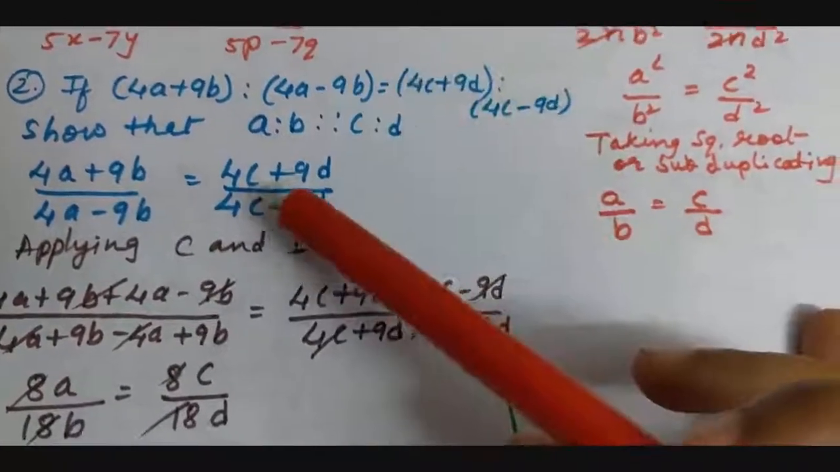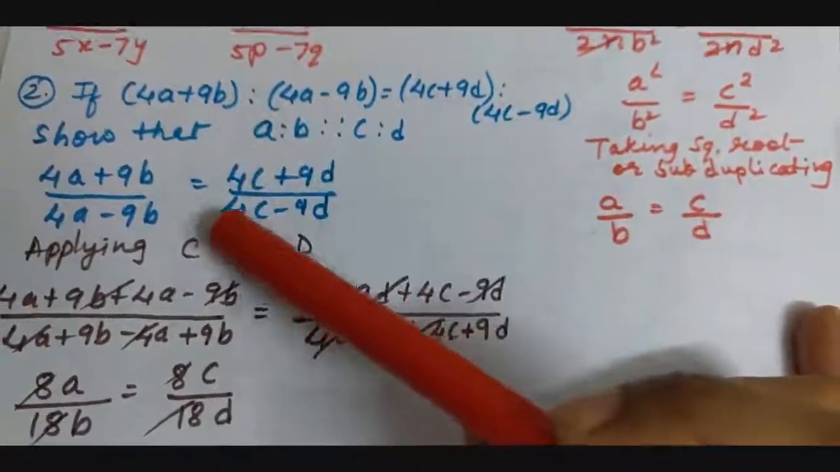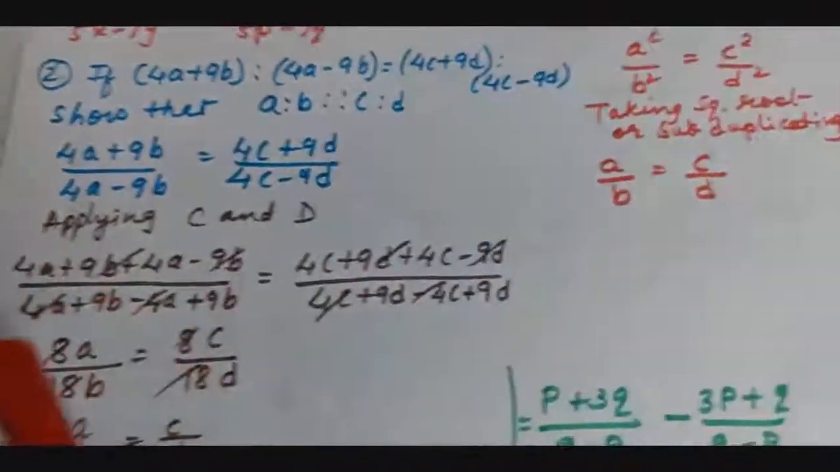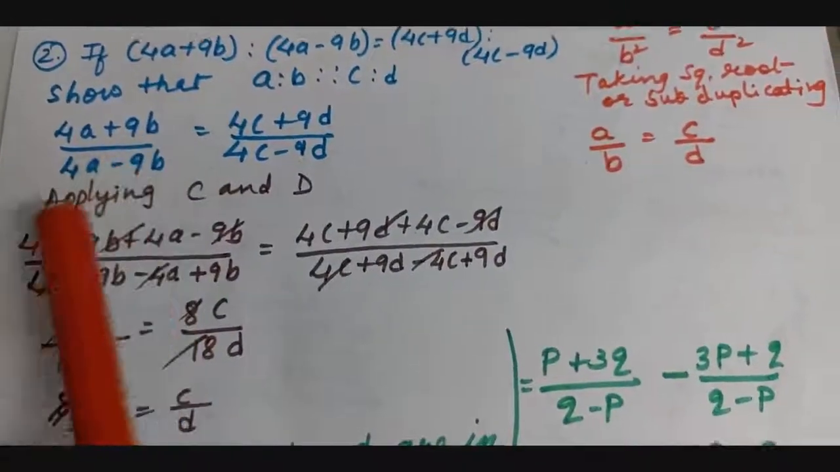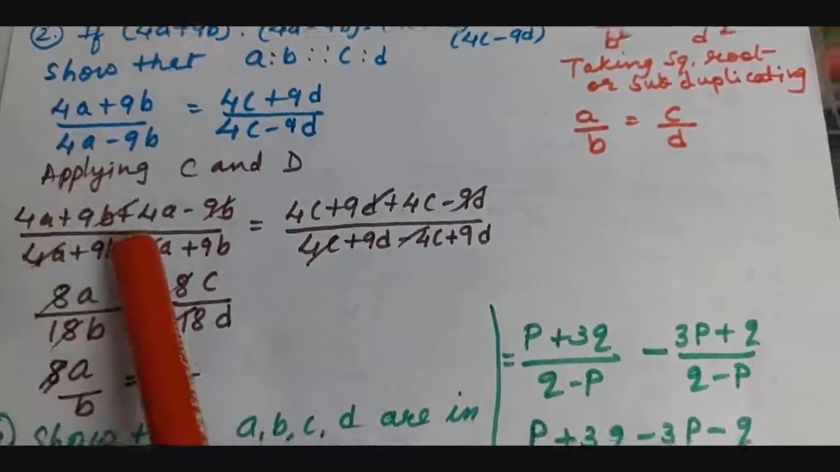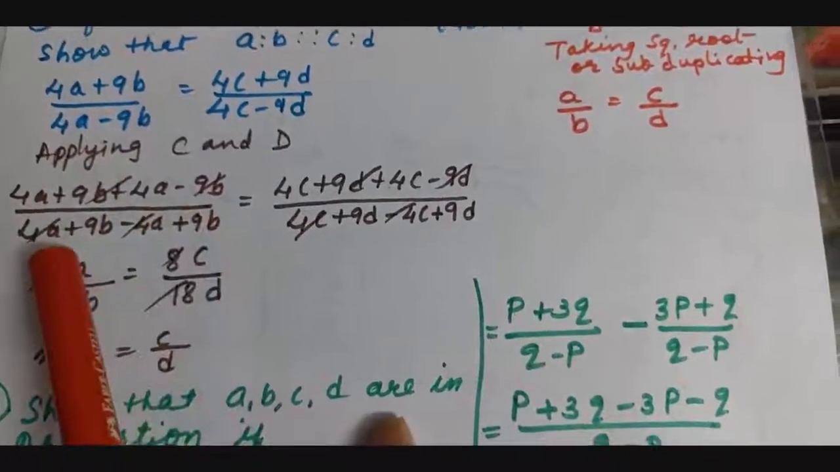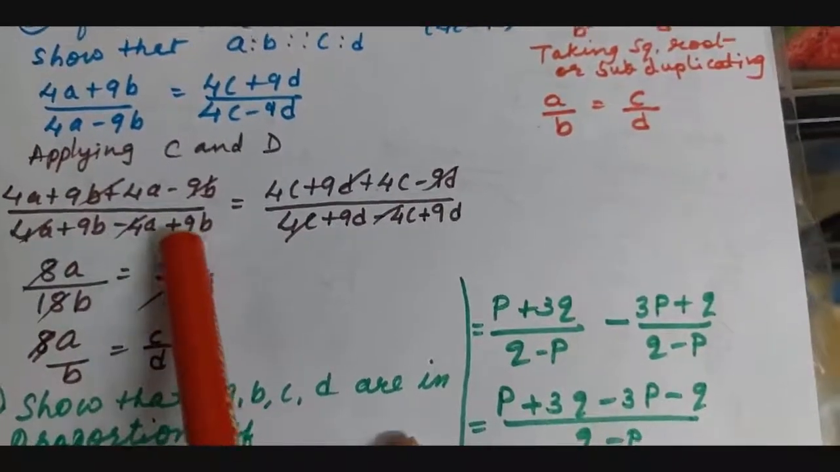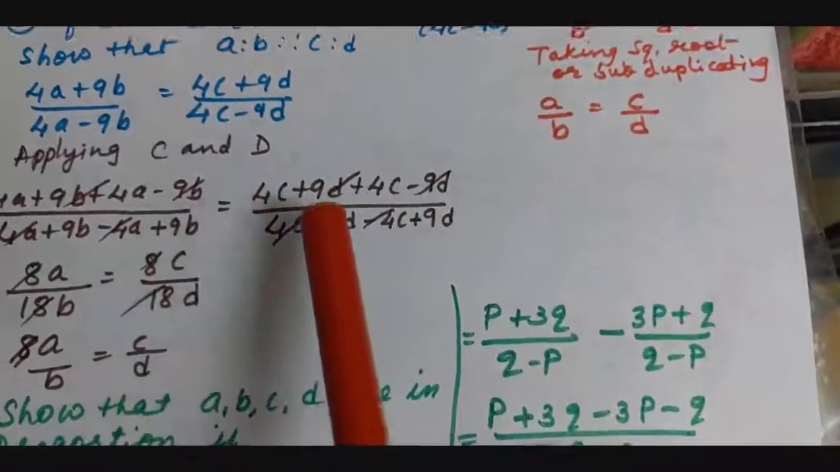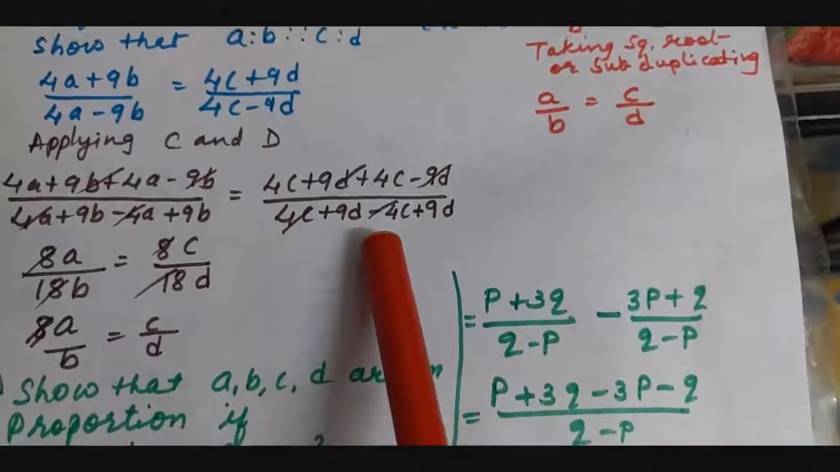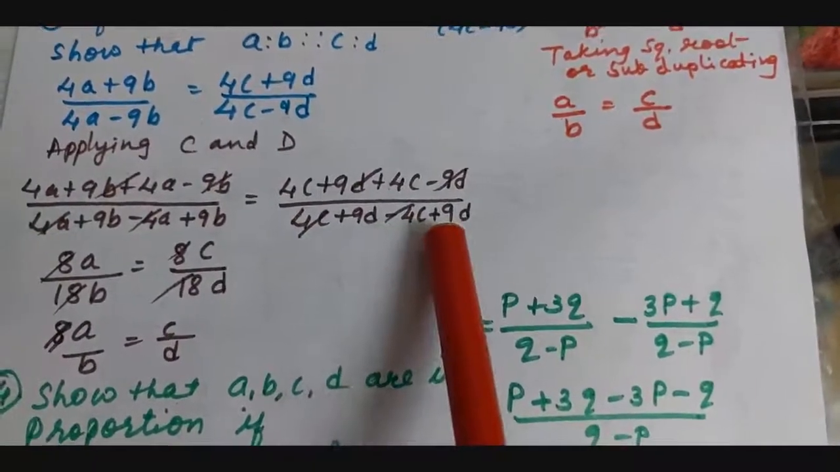So first of all I have written our result in fraction form, you can see. Now applying componendo and dividendo on both sides. You can see here I am applying componendo and dividendo, that is numerator plus denominator and numerator minus denominator. When we take minus, this sign changes. Again here numerator plus denominator, numerator minus denominator, again the sign changes here.